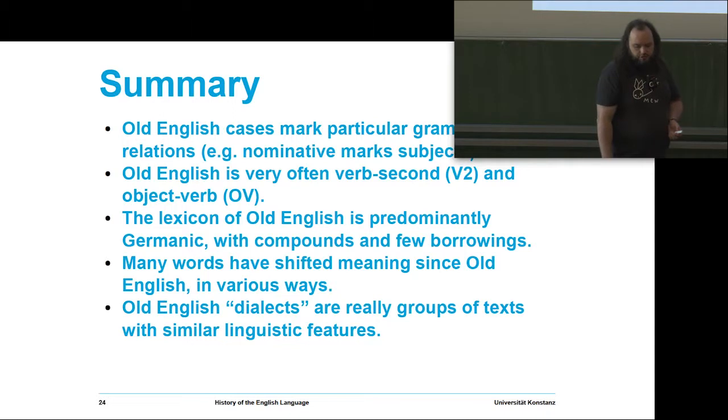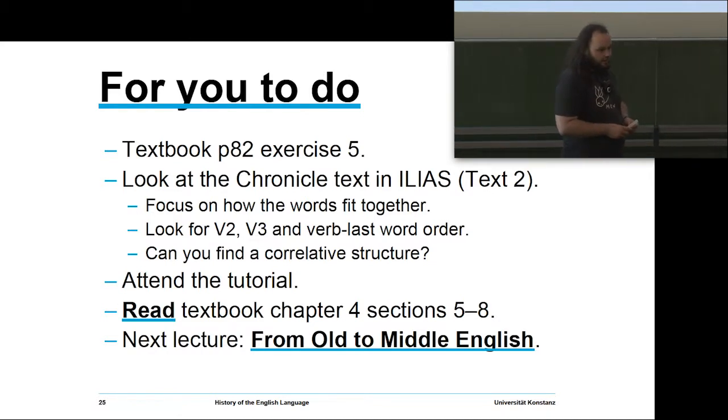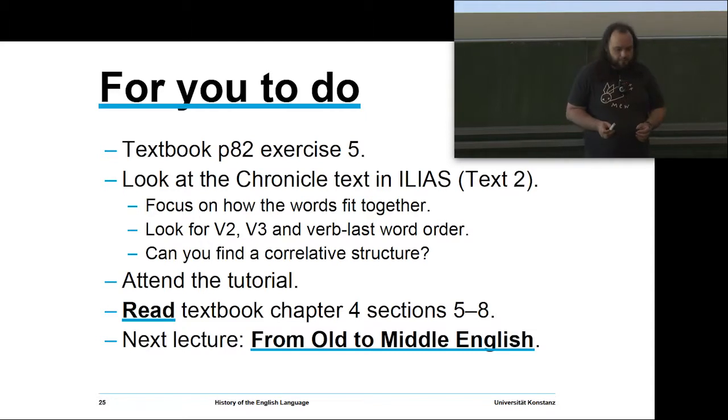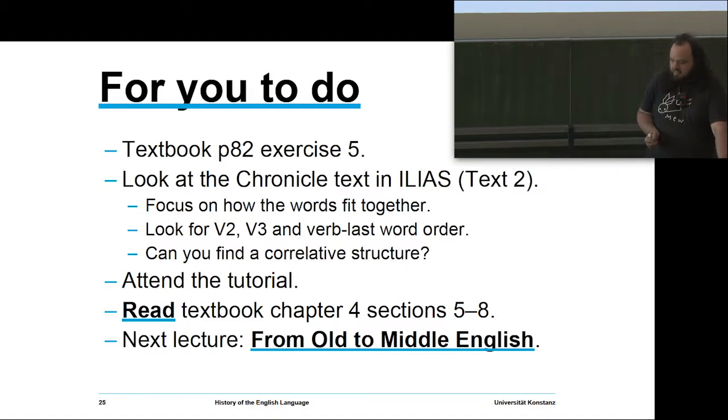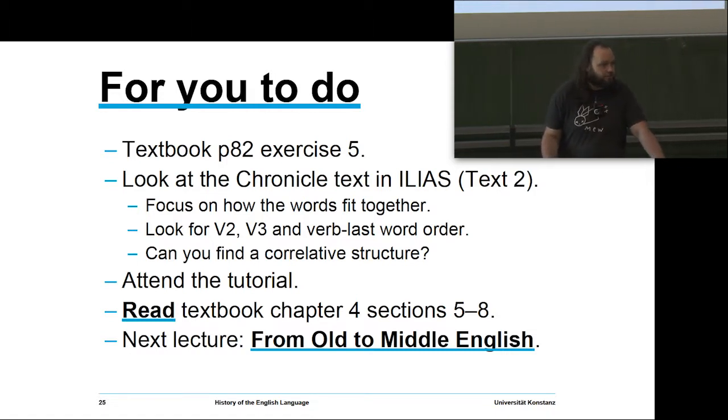I'll leave you to read through the summary for yourself because it doesn't say anything new. In time for the tutorial, what I'd like you to do is have a go at exercise 5 in the textbook, which is very quick, and also to look at the chronicle text that you can find in Ilias. This is Old English Text 2, and focus in particular on the grammar, on the syntactic structure of this text. And I will see you again next week for the lecture on the transition to Middle English.